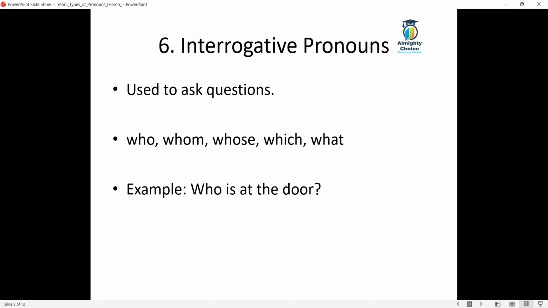Interrogative pronouns are used to ask questions. These include the words who, whom, whose, which, and what. For example, who is at the door? If you see a question, check if the question word is acting as a pronoun.